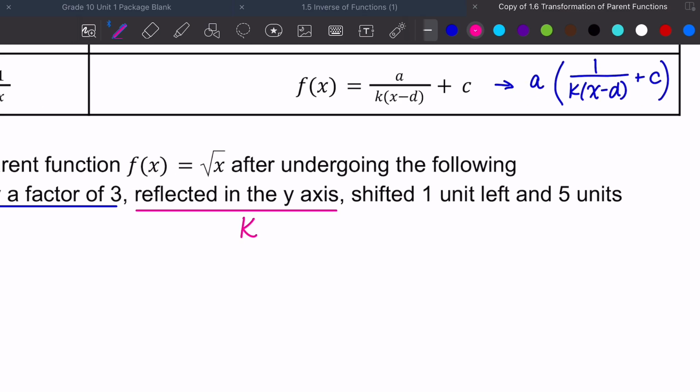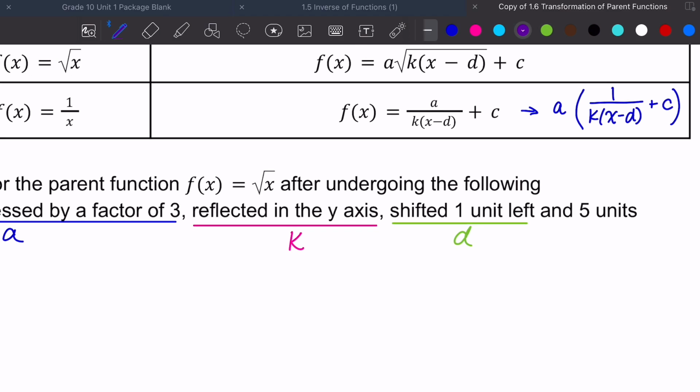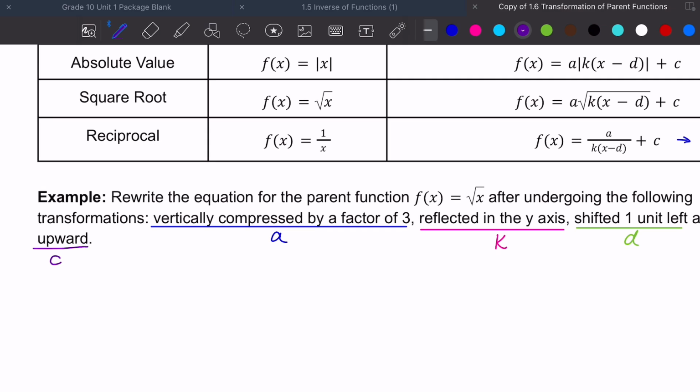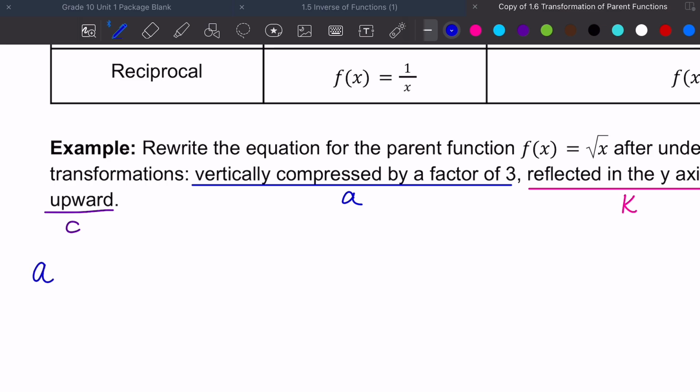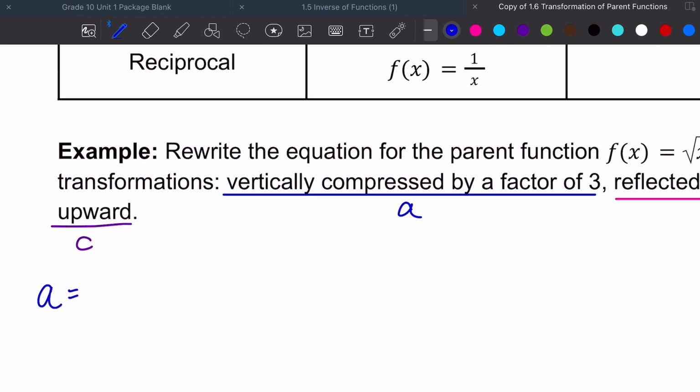And then I've got a shift 1 unit left, is that going to be D or C? D, yeah. And then 5 units upward. That's my remaining one, so that's going to be my C. So, perfect. I've got my A, my K, my D, my C, and I'm going to translate these now into values. A is going to be equal to, it tells me a vertical compression by a factor of 3. So I need to state that this is going to be 1 over 3.